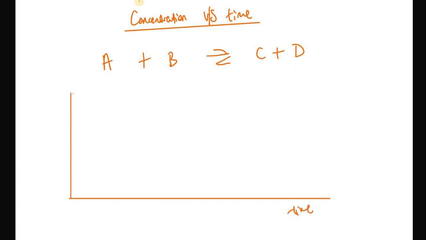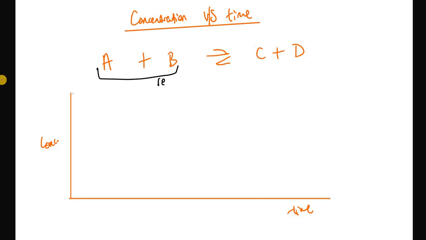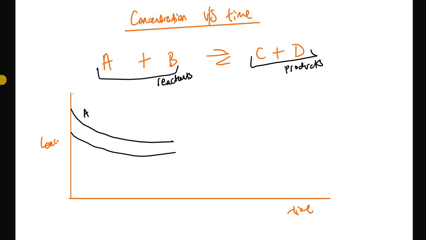This will be time here, and this will be the concentration. For concentration-time graphs, the reactants should be decreasing while the products should be increasing. So when you draw the graph for A, it's going to be like this. This will be for A. Then for B, it's going to be like this, because they are decreasing. But then the graph for C and D is going to be like this. You never know, they might even cross. So this is C, this is D.